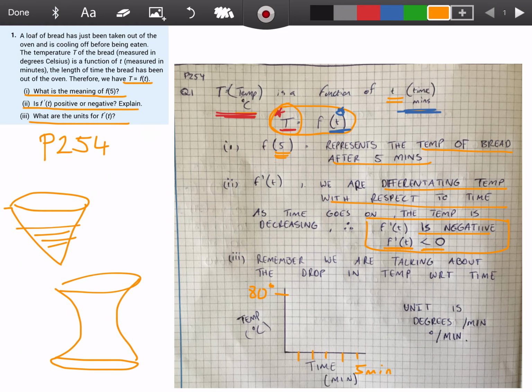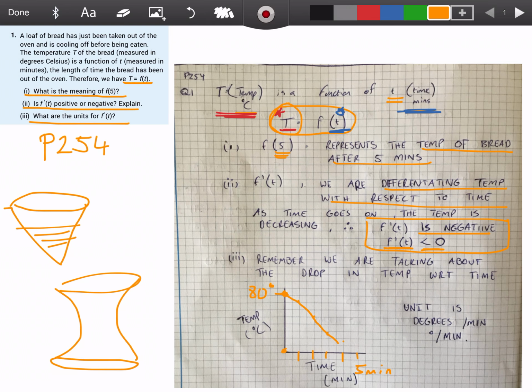You can imagine, at the very start, once I take the bread out of the oven, it would be up here. After 1 minute, it might drop a little bit. After 2 minutes, it drops again. After 3 minutes, it drops again, okay? Whatever it might be, all right? So you can see that the graph is going to shape in a downward curve, or it might be a straight line, I don't really know, but this is the idea of what's happening.